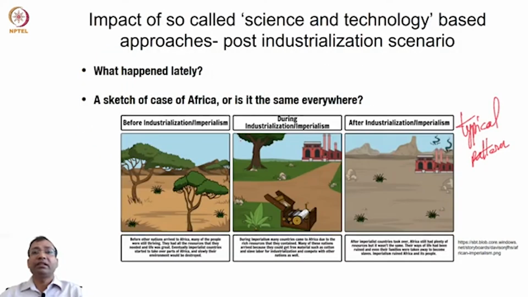If we see the impact of science and technology on any one place, any given ecosystem, it is tremendous. It is illustrated over here with this sketch. What is the impact before industrialization? What happened during the industrialization period or imperialism, and what happened afterwards? So it is very clear and evident what has gone wrong.